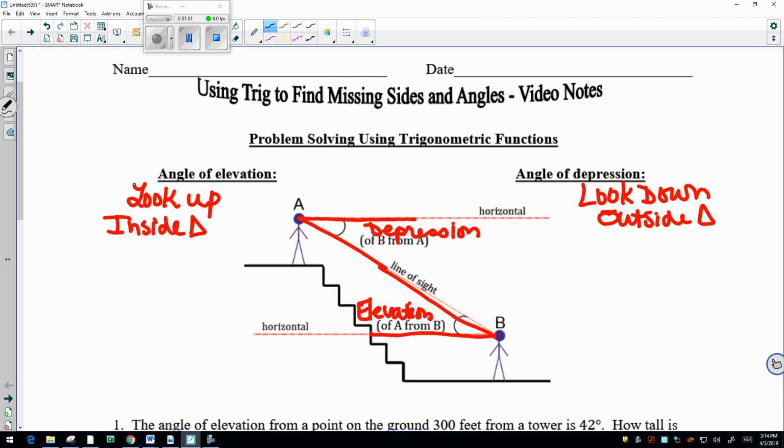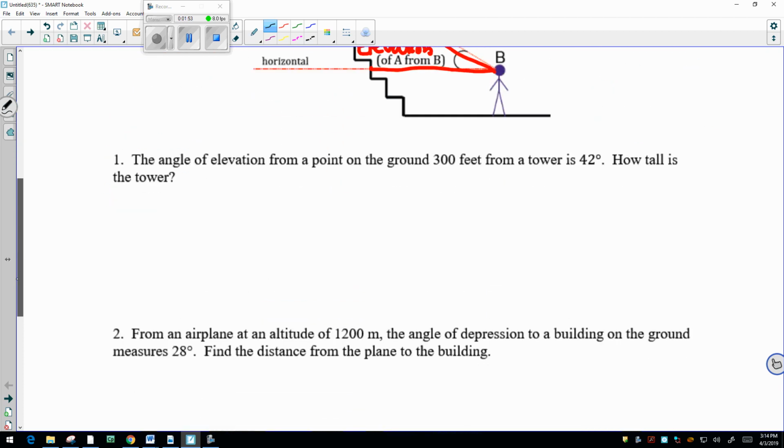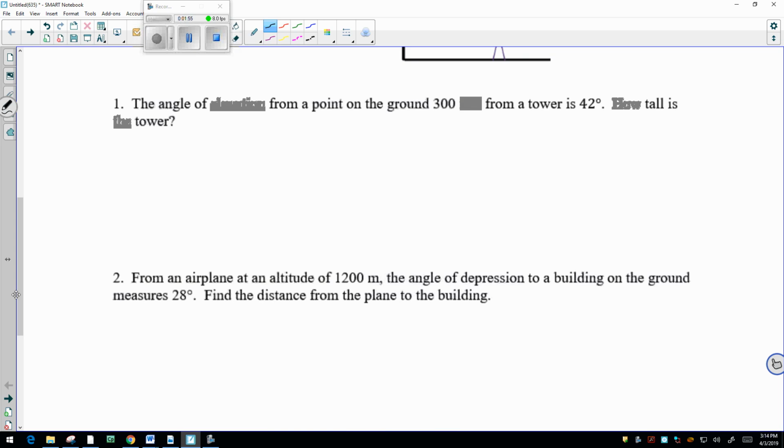So let's try a couple problems. We have here: the angle of elevation from a point on the ground 300 feet from a tower is 42 degrees. Okay, so when we're doing this, we've got to draw a picture. Typically, we're thinking triangle, a tower, a building. That should be your vertical line. So if that's our tower, that's going to be vertical. You might even want to say that's your tower. Okay. Hopefully, if your building is built correctly, it should be perpendicular to the ground.